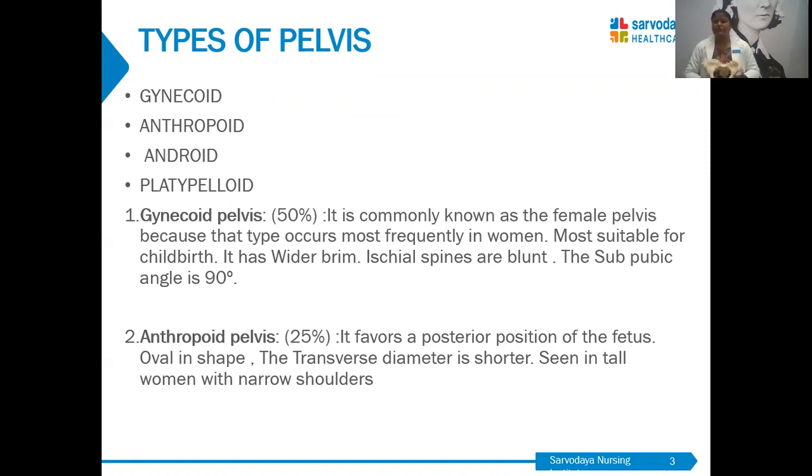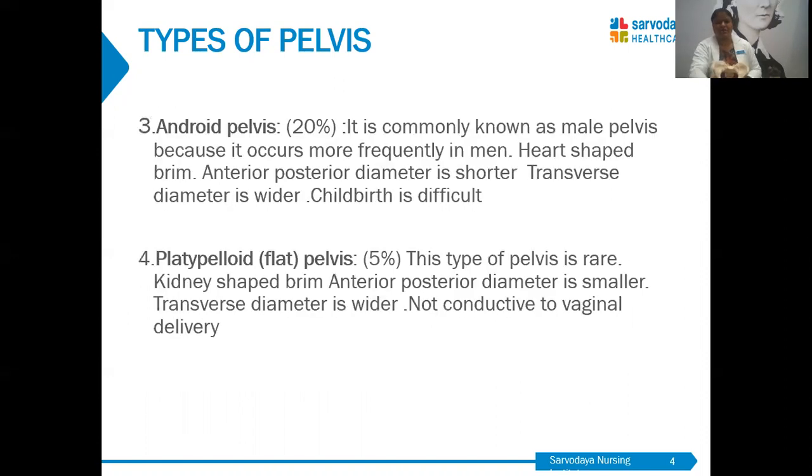Next is the anthropoid pelvis. It favors a posterior position of the fetus and is oval in shape. The transverse diameter is shorter. It is seen in tall women with narrow shoulders, and it is found in 25% of cases. Android pelvis. It is commonly known as the male pelvis because it occurs more frequently in males. It has a heart-shaped brim. The anteroposterior diameter is shorter, the transverse diameter is wider, and childbirth is very difficult in this type of pelvis.